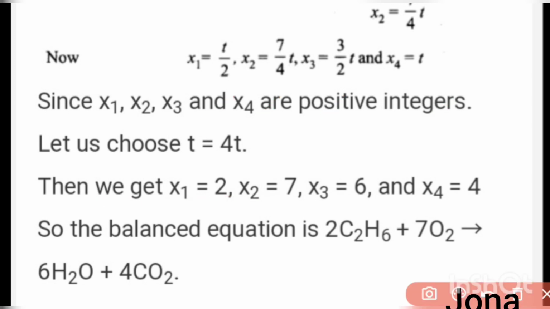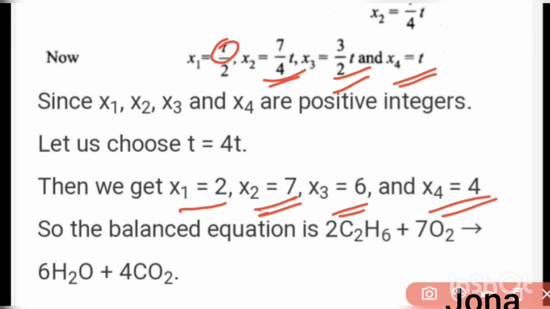Substituting t equal to 4, we get x1 equal to 2, x2 equal to 7, x3 equal to 6, and x4 equal to 4. So we can substitute these values of x1, x2, x3 and x4 in the given equation as 2C2H6 plus 7O2 gives 6H2O plus 4CO2.